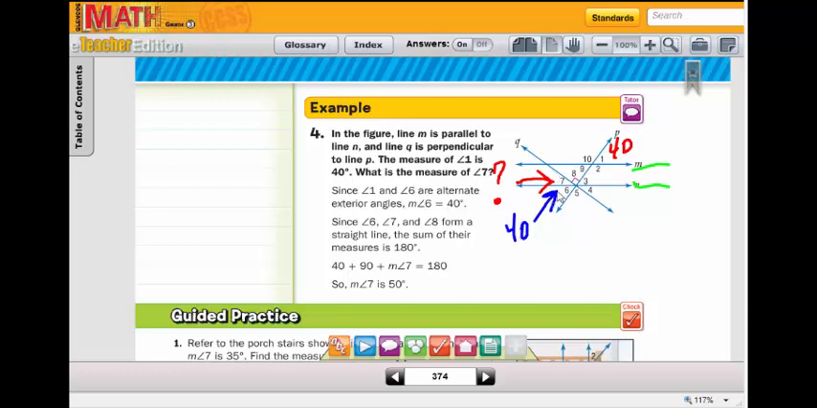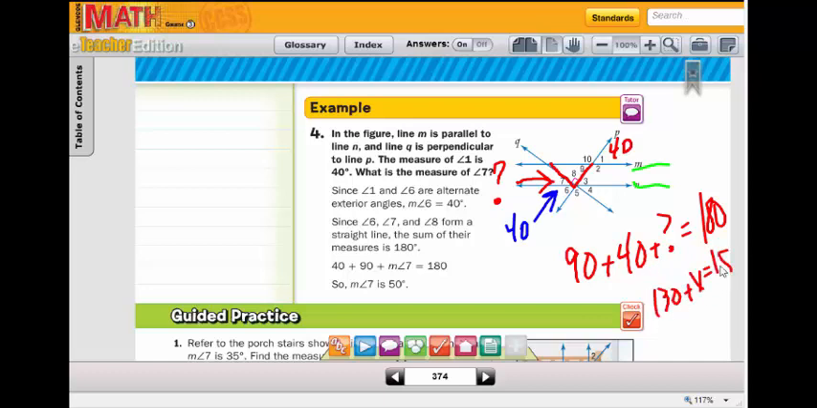Once we know that this is 40 degrees here, we also know that this is 90 degrees. Let me trace this in red here so you see this. This right here is 90 degrees. So we would have 90 degrees plus 40 degrees right here plus an unknown has to equal 180 degrees. So in other words, we could add the 90 and the 40 would be 130 plus x, we'll call it, equals 180 degrees. We have to subtract 130 from both sides, and we get that x equals 50 degrees.